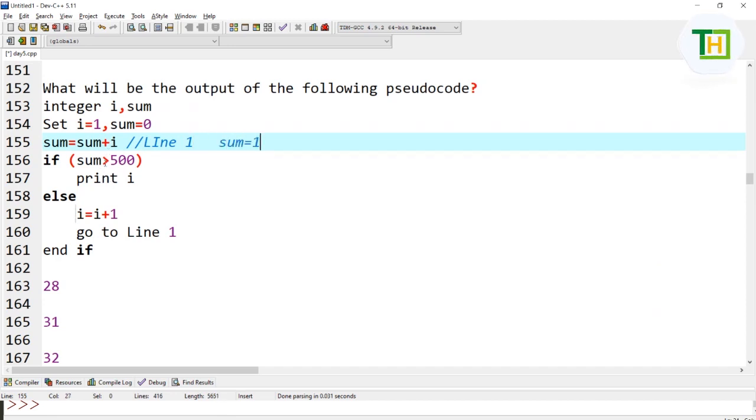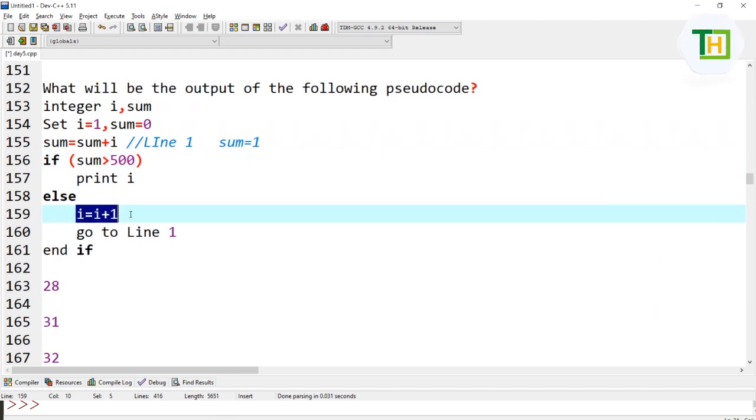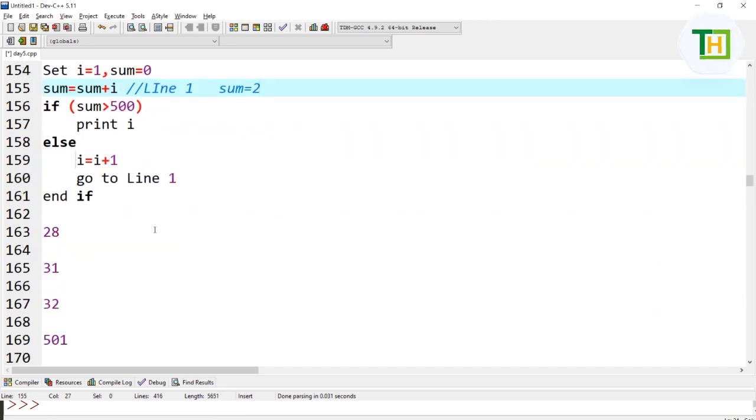Okay. Then is sum greater than 500? No, right? Then it is moving here and I is equal to I plus 1. Then it becomes 2 here. And then it goes to line 1. That means here I have to move to go to this one. And 1 plus 1, it becomes 2. And how many times is it going to repeat?